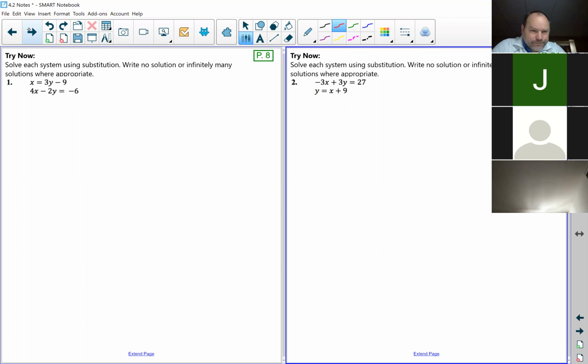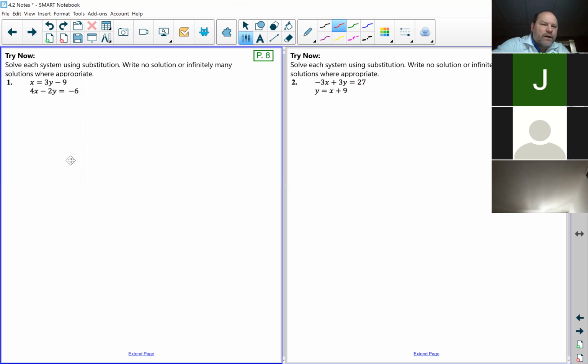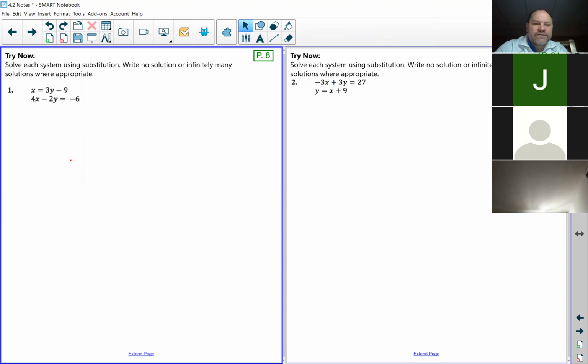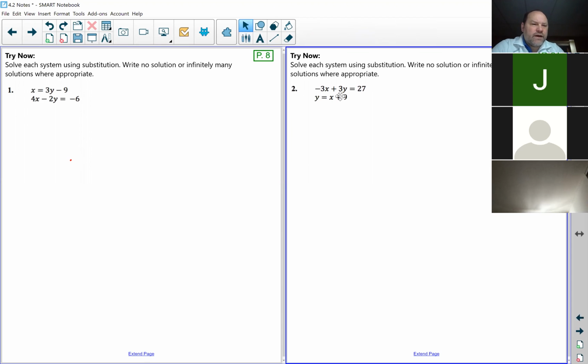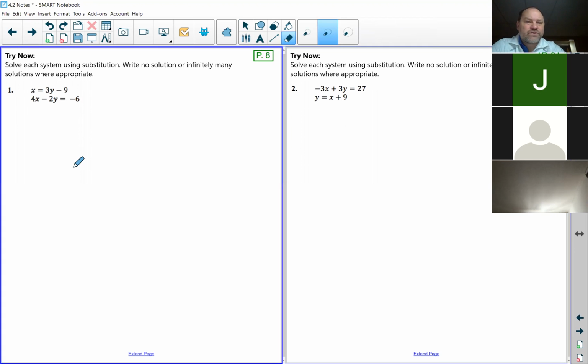So solve each system using substitution. Write no solution or infinitely many solutions where appropriate. It's not necessarily going to be a no solution or infinitely many. So if you solve it and you get a value for x and a value for y, that's great. So that would be your solution.